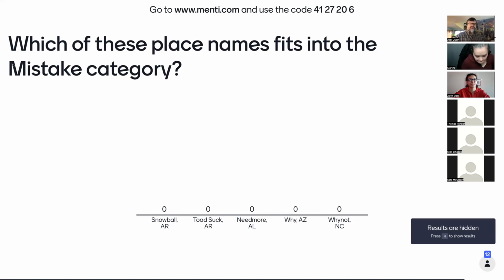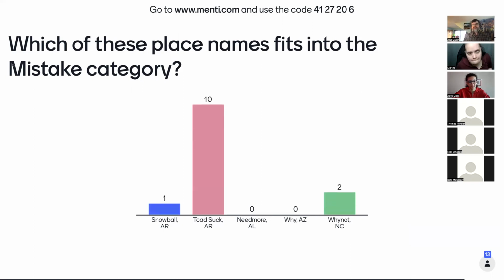You say Toadsuck, Arkansas. That's what I would have guessed also until I looked it up. They actually did want to name it Toadsuck. Hard to figure that one out. Snowball. Yes, Snowball is the correct answer here. They wanted it to be named Snowbell, and there's a little spelling error, and so on the official paperwork, it came out as Snowball. They wanted it to be Snowbell.